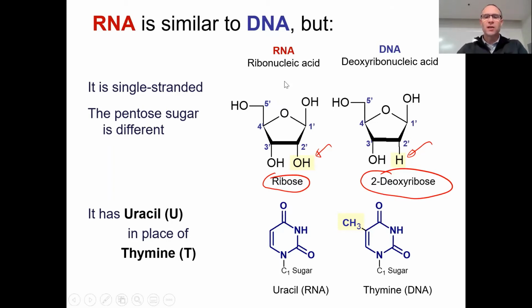On the bottom, you can see the other exception is that we have uracil. So the nitrogenous base uracil is found in RNA and not in DNA. In DNA, we have thymine. You can see the difference is thymine has this little methyl group. So slightly different, just enough that it helps the enzymes determine whether they're dealing with RNA or whether they're dealing with DNA.